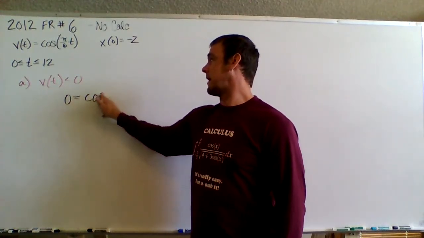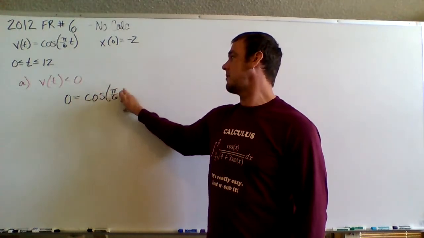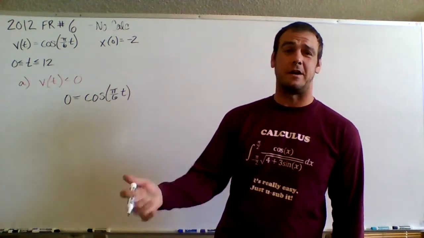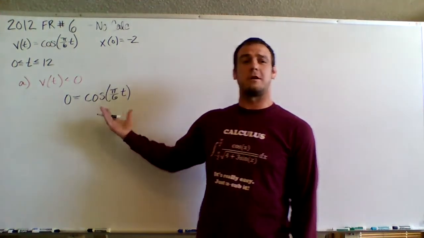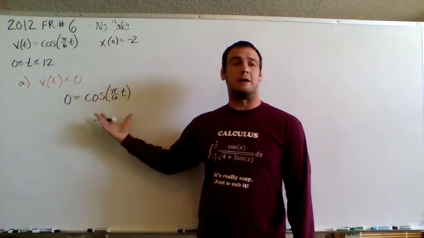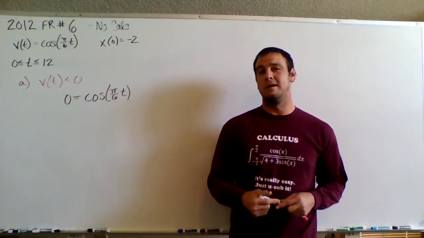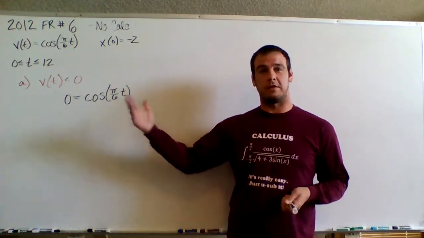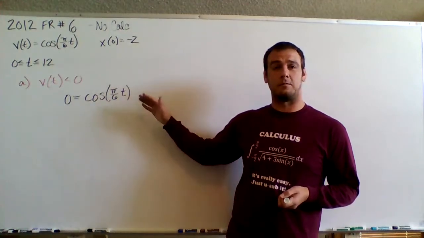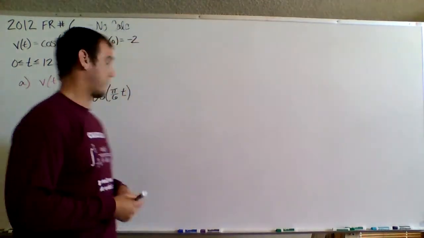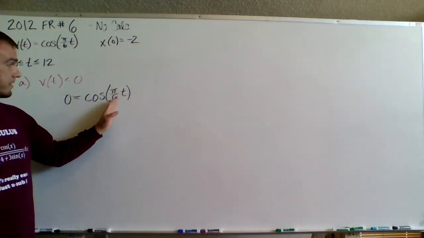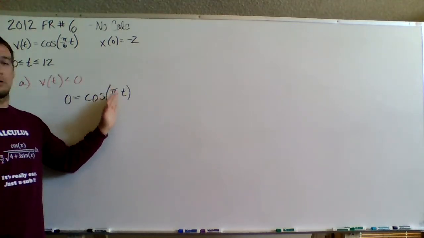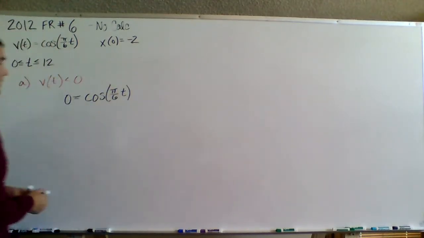0 equals cosine of pi over 6t. Now I need to solve for t without a calculator. Understand, on your exam this year, you're going to get to use a calculator. I would type that into your calculator, and then right then and there you can see what your graph is going to look like. This is really going to be a cosine graph. Pi over 6 is a horizontal stretch by 6 over pi, so you can think about it that way.